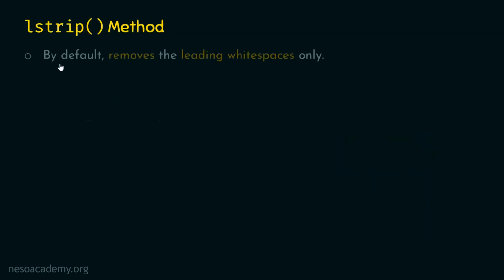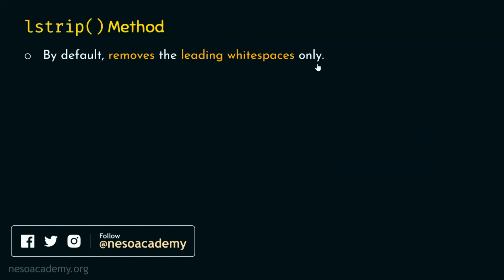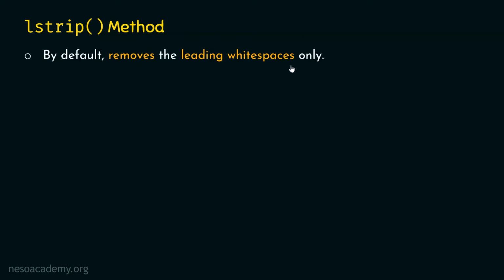The lstrip method by default removes the leading white spaces only. So if we don't provide any argument to this lstrip method, it is capable of removing the leading white spaces only. It can remove leading white spaces, not the trailing ones. L stands for left, this is what you can think of. So it is capable of removing white spaces from the left of the string only. Now, in order to understand this concept better, let's discuss one simple example.